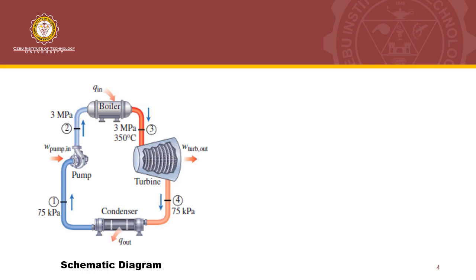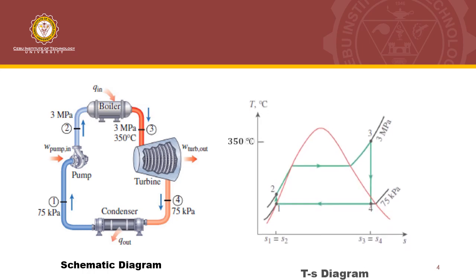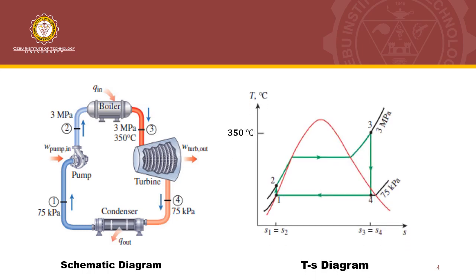So also in this cycle, we can represent this in a TS diagram. The equivalent TS diagram of this schematic diagram is this one. This is also the TS diagram for a simple ideal Rankine cycle. You can see here also the various points that are found in the schematic diagram, like point 1, point 2, point 3, and point 4.